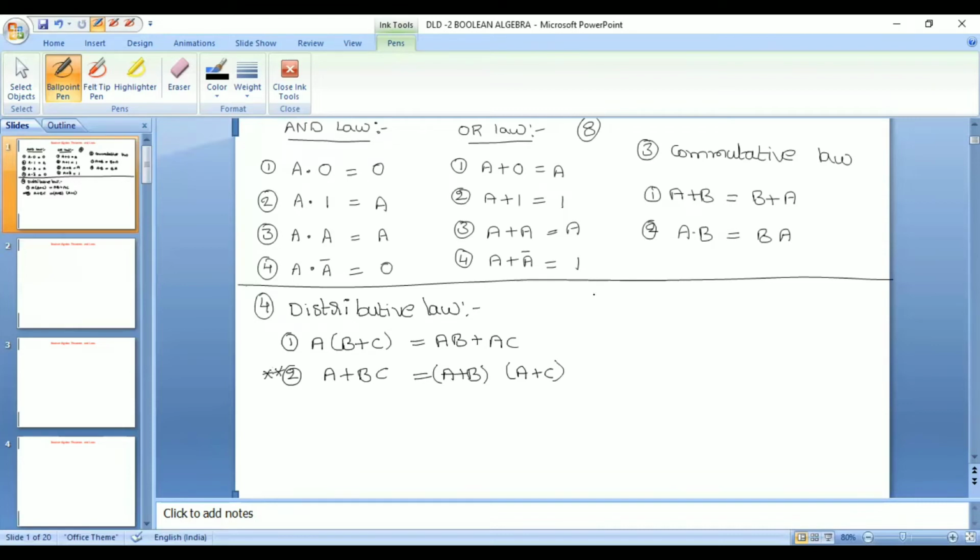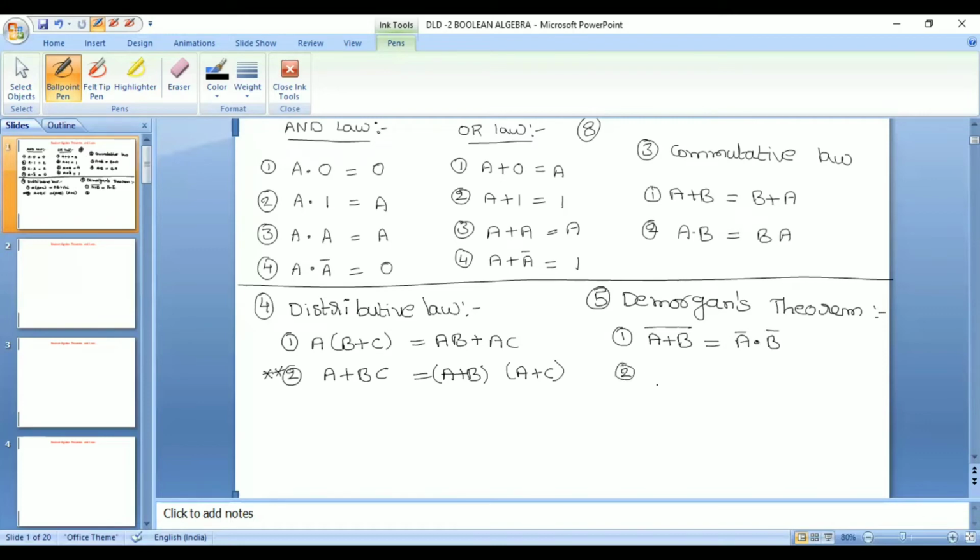Next, this is also very important, De Morgan theorem. Let us consider the first one in this De Morgan theorem. A plus B whole bar, which is equal to A bar dot B bar.